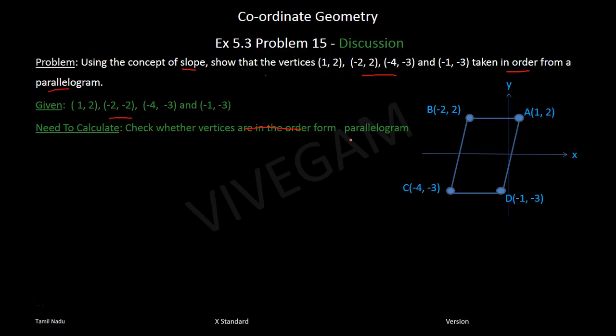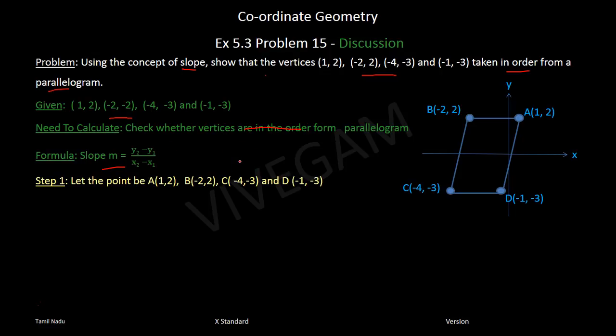Then how would we do it? The formula is basically you'll have to use the slope, and the hint is the slope of the opposite sides. You have to check whether the opposite sides are parallel. How will you check whether the sides are parallel? We have to check whether their slopes are equal. If the slopes are equal, they are parallel. So that is the point, that's why I'm using the slope. But the key thing is that we have to check whether the opposite sides are parallel.